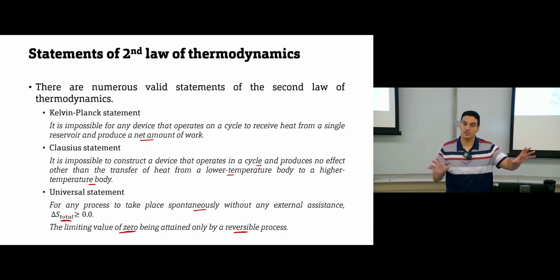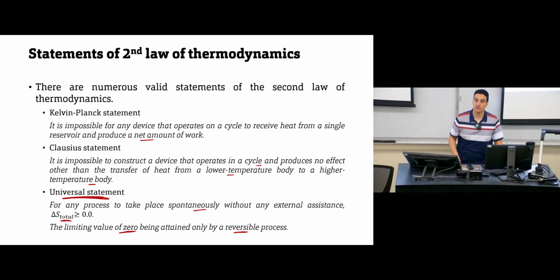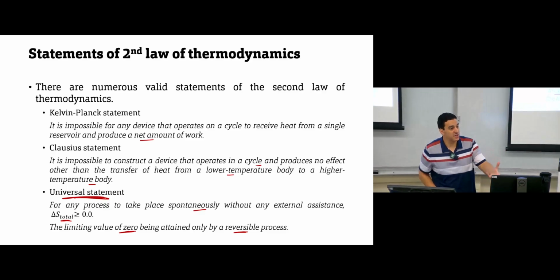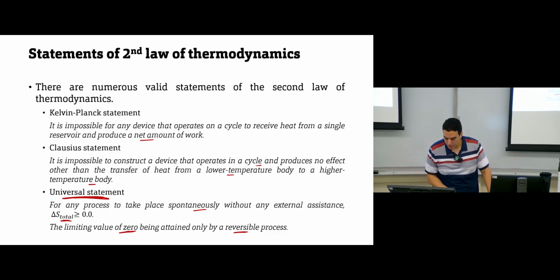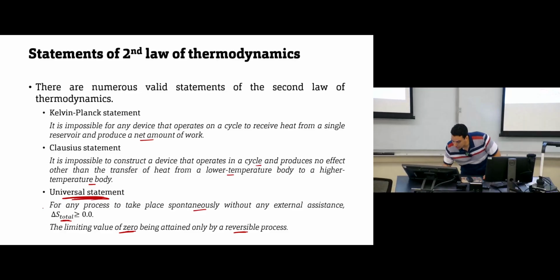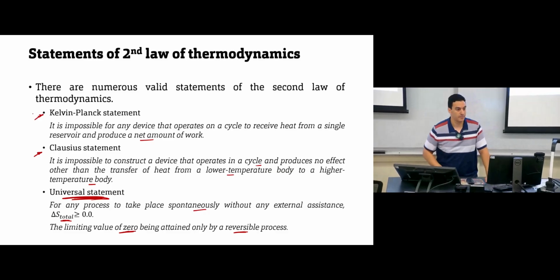There was no connection between all of these experiments until we have this universal statement, until we have the description of entropy. So once we understand what is meant by entropy, we can combine the hundreds of statements into a single universal statement. So this universal statement here gave the same meaning as this one, the Clausius statement, and the same meaning as the Kelvin-Planck statement.